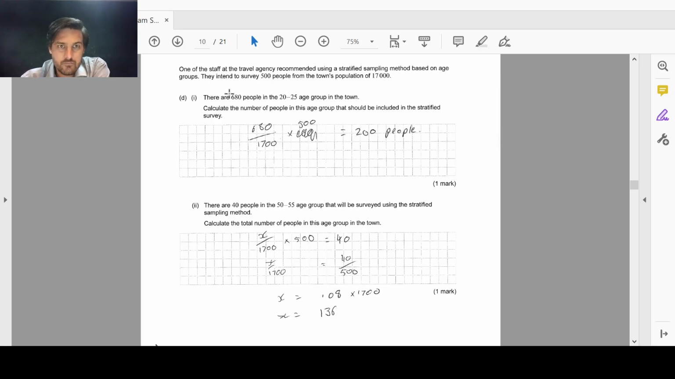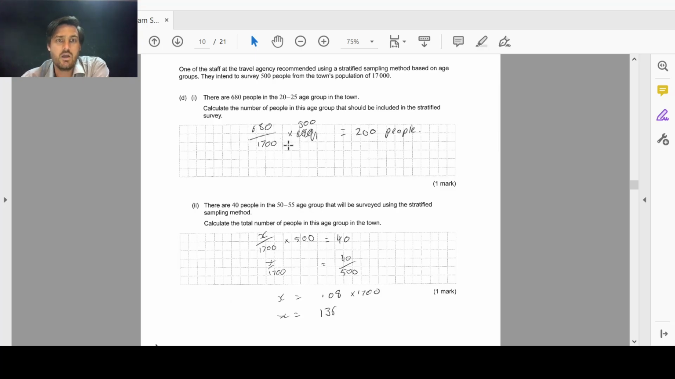So really this first section here, they intend to survey 500 people from the town's population of 17,000. There are 680 people in the 20 to 25 age group. Calculate the number of people in this age group that should be included in the stratified survey. So it is just the number from that group divided by the total population, and then times by how many people they want to survey. I think I missed a zero off there, so I'm not sure if that's actually affected my answer. I don't think it did.